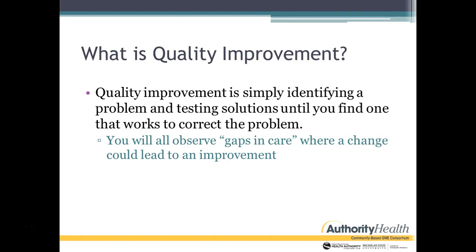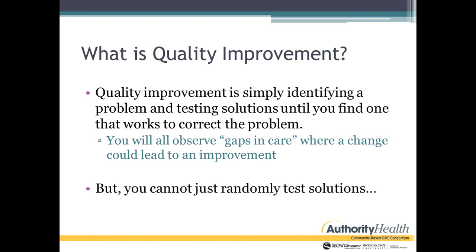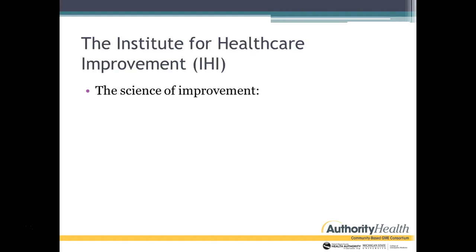In your ambulatory sites and in your hospital rotations, you will all observe gaps in care where you could think, wow, if we could just change something, that would actually improve patient care. Those are the things that we're talking about. That's what we want to address when we talk about quality improvement. And it's so important for you to learn this as a resident so that when you are an attending and you have your own practice or you're part of a practice, you can identify gaps in care and know how to appropriately deal with that. And yes, you cannot just randomly test solutions. You need to have a structured model, just like you do for all math, right?